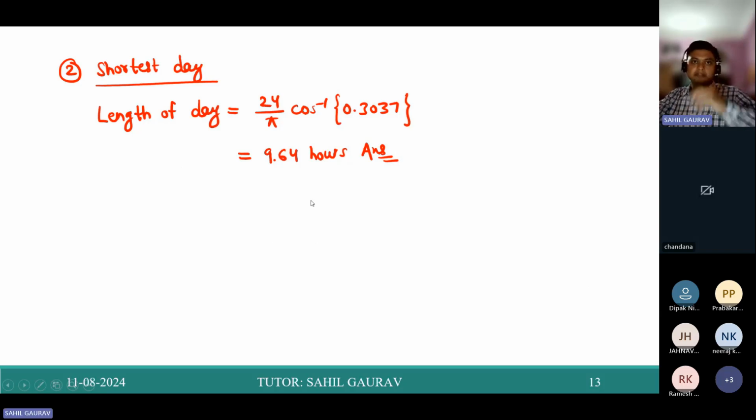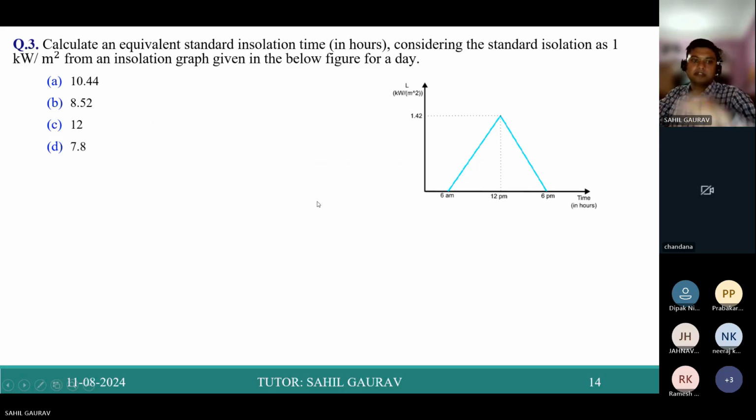So for the shortest day we have found 9.64 hours. Now the next problem: we have to find the equivalent standard insolation time. First we find the insolation energy from this insolation graph.